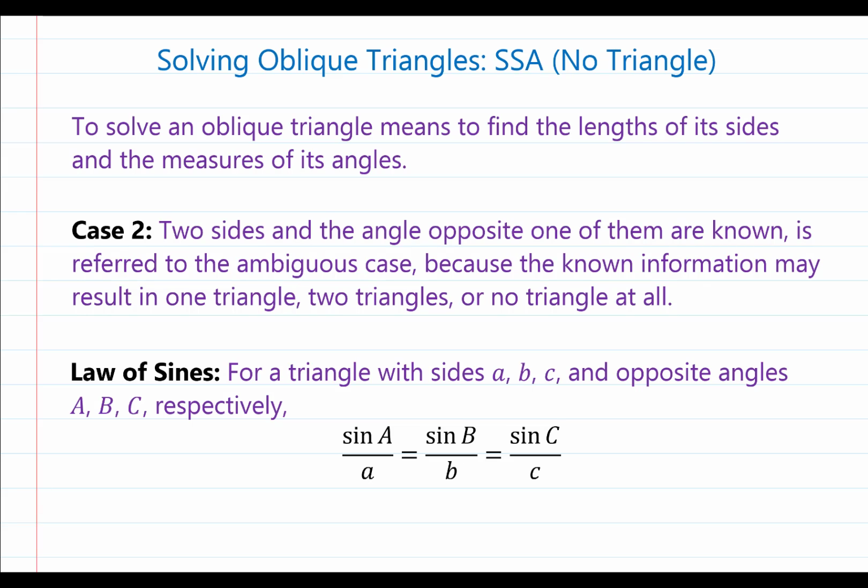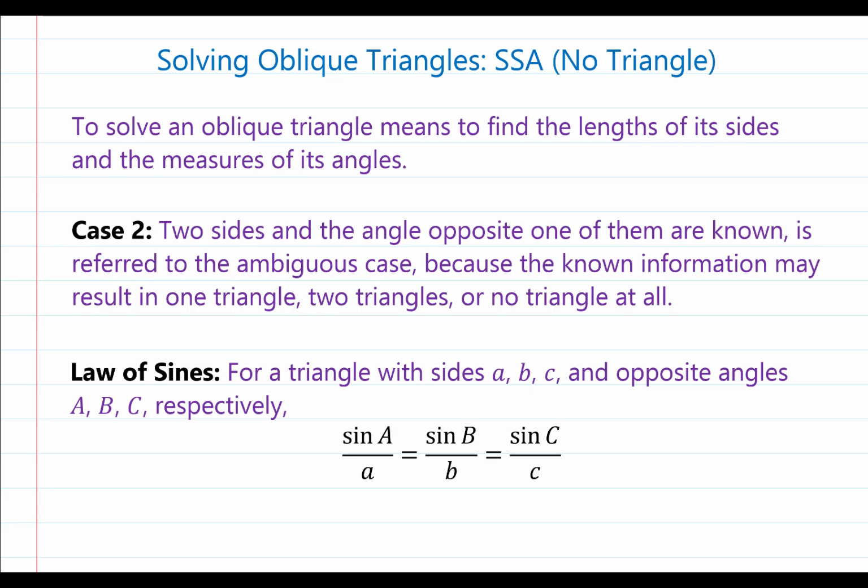Now, to solve an oblique triangle means that we are going to find the lengths of any unknown sides and the measurements of any unknown angles for a triangle. We are going to look at case number 2, which is the side-side-angle case. This case is where we are given two sides and the angle opposite one of those known sides.